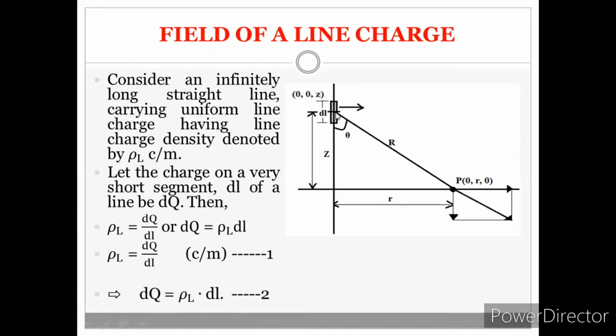Now we have to draw a line from the differential length dl to this particular point P. Okay, and we need to find the electric field intensity at this particular point P due to the line charge. Now, if you observe, we get a resultant electric field intensity, one in the y direction, another in the x direction. So now we need to calculate the electric field intensity at point P.